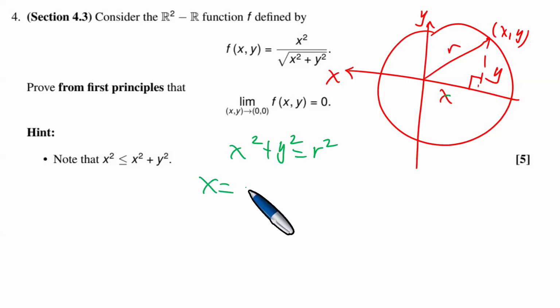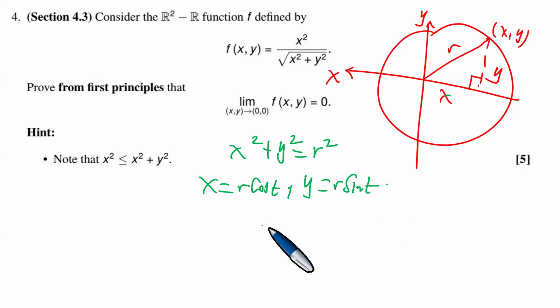To parameterize any circle, we simply use x equals r cosine t. We use t most of the time. And we also use y equals r sine t. So we have the following. So that in the end, what do we then have here? But now the t, we include 0 and 2 pi.